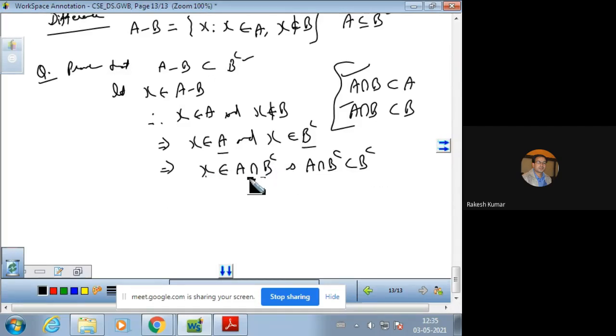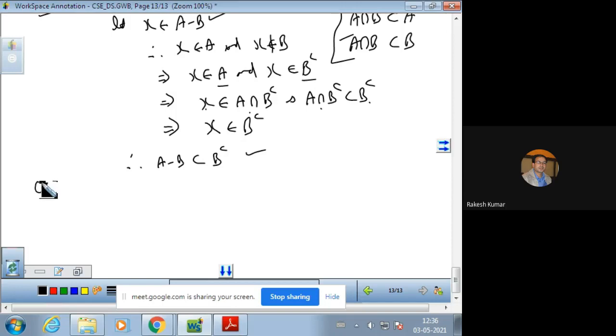So अगर x इस set में है और ये set B complement का subset है, so x belongs to B complement. Therefore, any element in the set A minus B must belong to B complement. So we can write down that A minus B is a subset of B complement. This is the result we have.